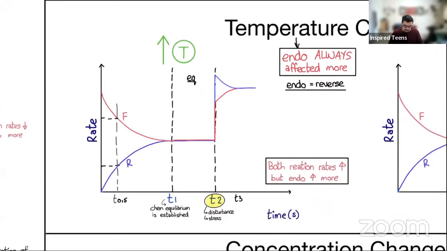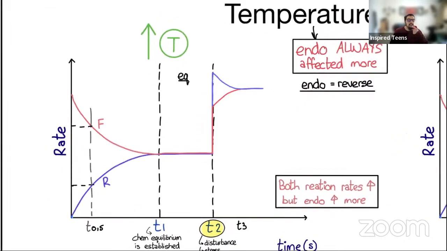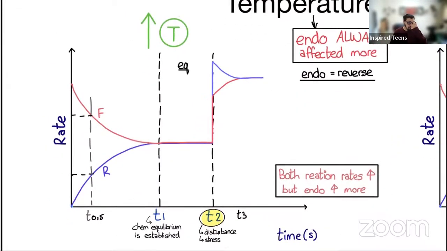So that's essentially what happens. Let's go through this again, as it might be a bit confusing. There was an increase in temperature. How does an increase in temperature affect the rate of reaction graph, or the rate versus time graph? Both reaction rates would increase, because remember at T2, the disturbance occurs. So at T2, both reaction rates would increase, the forward and the reverse.